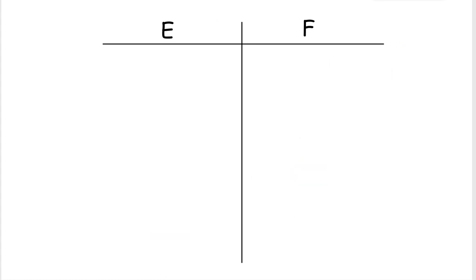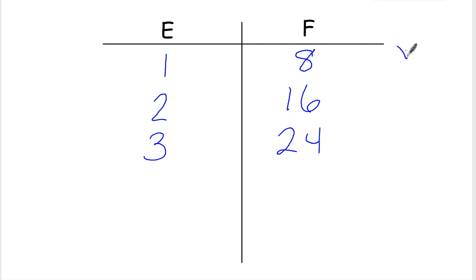All right, let's look at E and F. So again, I'm going to do 1 and 2 and 3. So when I put 1 in, I end up with 8. 2 is 16, and 3 is 24. So what's the rule? Well, since I have such big numbers, it's probably going to be a multiply rule. So 1 times what is 8? 1 times 8 is 8. And now we see if the rule is correct.